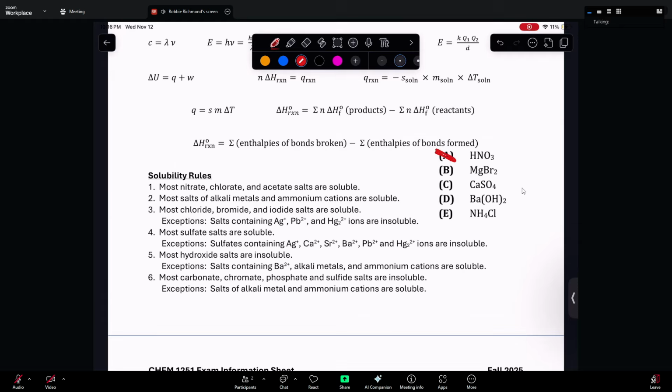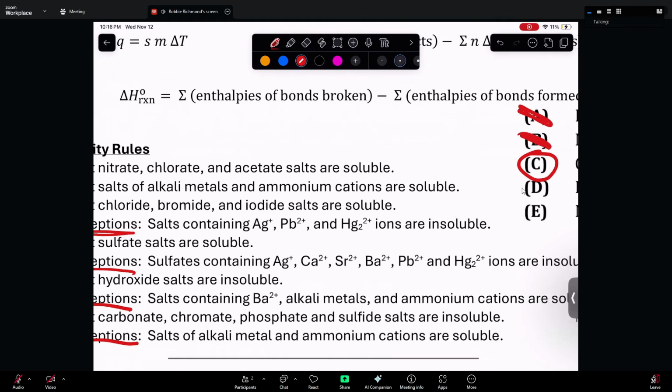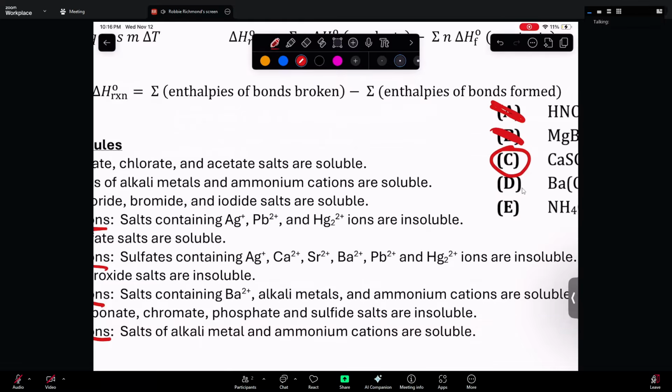Magnesium bromide. Most chloride, bromide, and iodide salts are soluble with the exceptions. Always look at the exceptions. Always, always, always. Salts containing silver, lead, and mercury. Since this is magnesium, we don't have to worry about that. Alrighty. Most sulfate salts are soluble, rule number 4, except with calcium. Since this sulfate has calcium, it's not going to be soluble, and since it's not soluble, it's not going to conduct electricity within water.